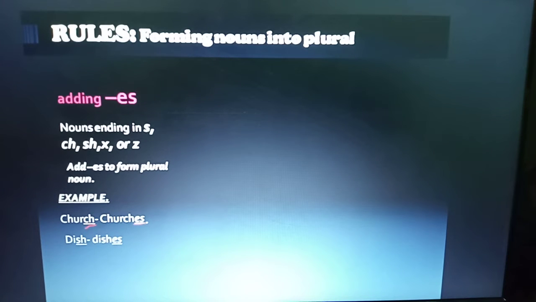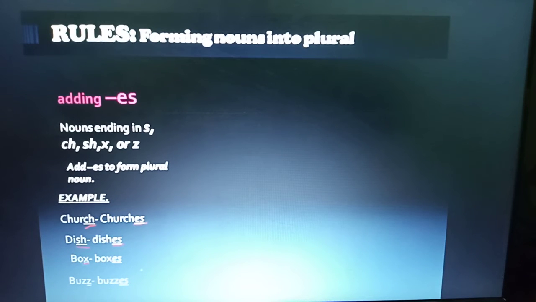Next is dish. So since the noun word ends with sh, according to the rule, if the nouns end with sh, we add es. So from dish, it became dishes because we add es to make it plural noun. Next is box. So the word box here ends with x, right? So according to the rule, if it ends with x, we add es to make plural noun. So from box, we add es, it became boxes.